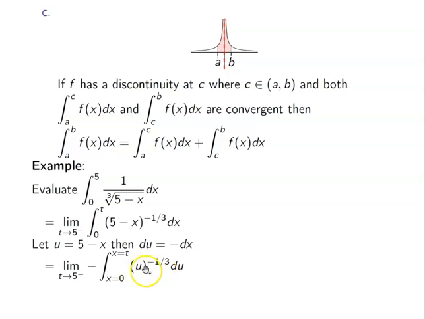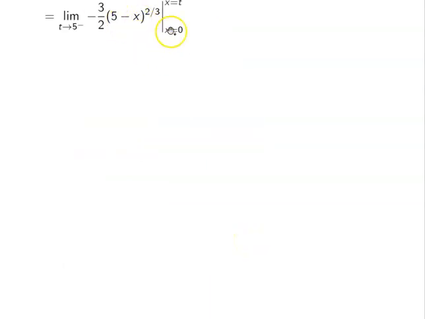The integral here is very easy. We add 1, so this becomes a positive 2/3, and we use the reciprocal of that, which is 3/2. It's still negative here, and then since I'm evaluating in x, I replace u with my 5 minus x. Now I can plug in my t's and my zeros. So I'll have the limit of this as t approaches 5 from the negative side, and then basically 5 to the 2/3.